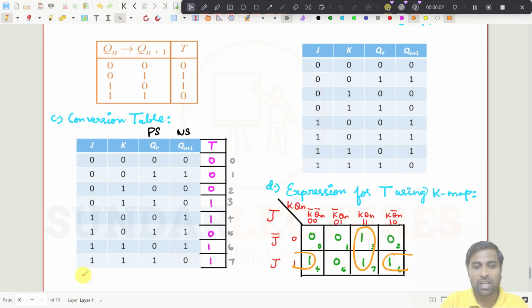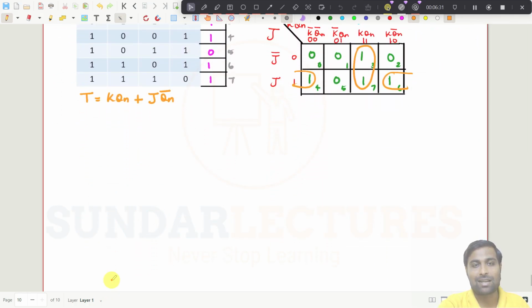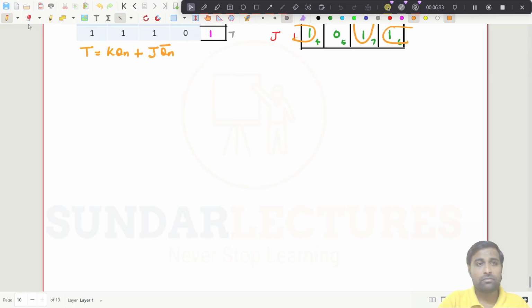So what should be the T now? I will directly write down here, T is equal to K Qn, that is the first pair, and for the second pair, put plus here, the second pair will be J directly, but it is Qn bar. So this is how you will get the expression for T. And what we need to do now, we need to draw the logic diagram using the expression for T. So the next step, logic diagram.